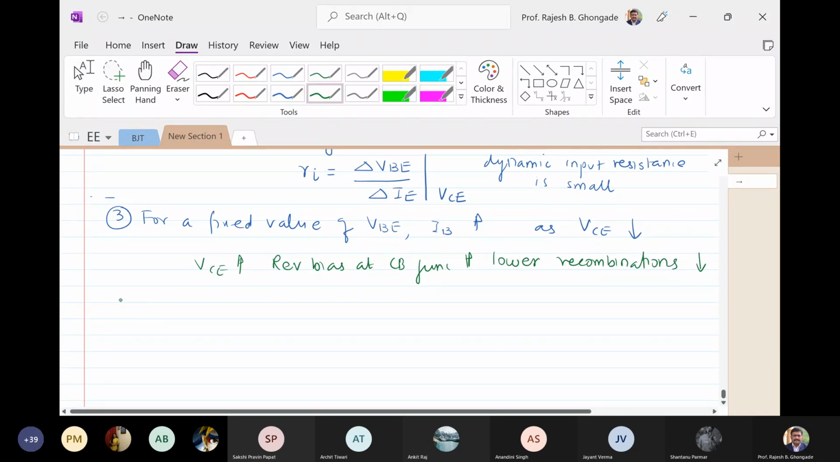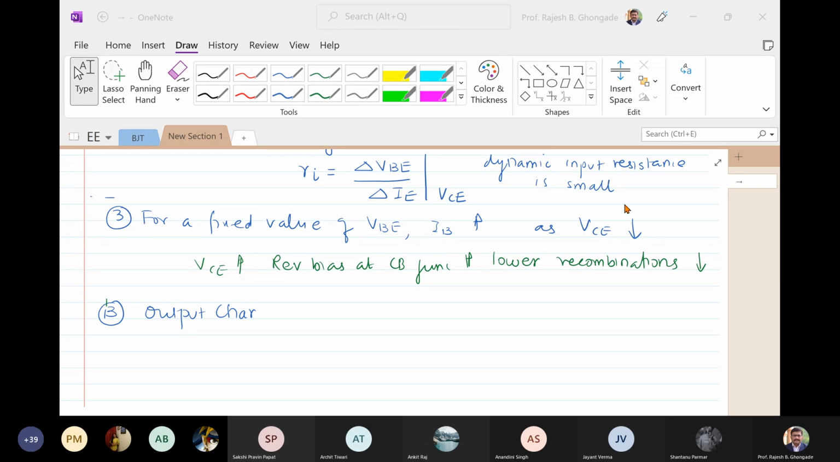Please remember this phenomenon. So these are the 3 observations that we have for common emitter input characteristics. Let us go for common emitter output characteristics. Let me pull the curve.